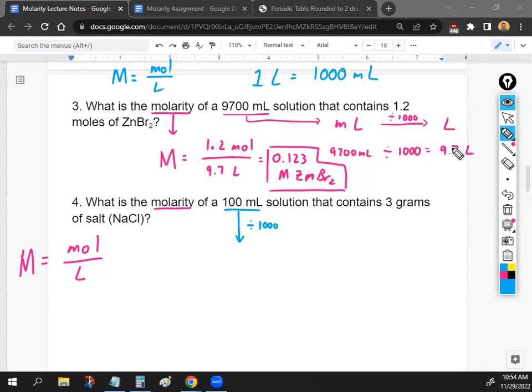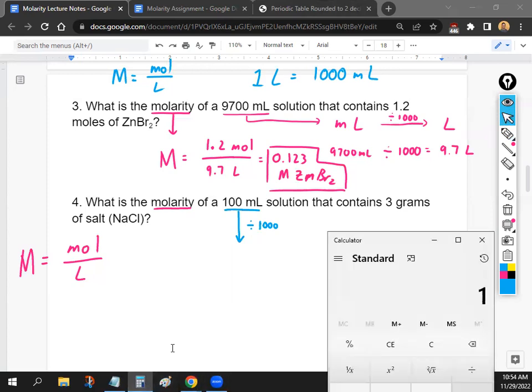We're going to turn 100 milliliters into liters, and we can do that by dividing by 1,000. If we plug that into our calculator, 100 divided by 1,000 gives us 0.1. So we can just turn this into 0.1 liters. And then we can plug it into our fraction.